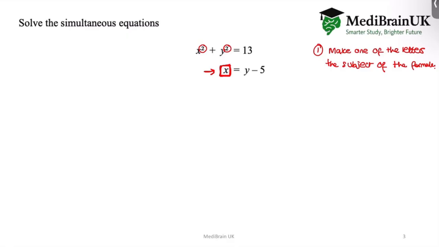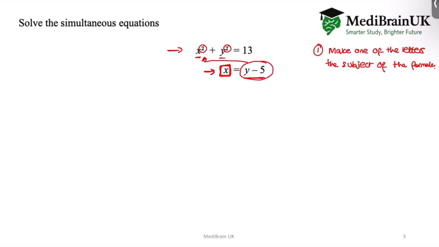Now we know that x is y minus 5. Because x is y minus 5, in the top equation we have x squared plus y squared equals 13. We can't work that out because we have two different letters. But what we know from the bottom equation is that x is the same as y minus 5. So what we can do is take that and substitute it into this equation in place of x, because we know that both of them are the same.